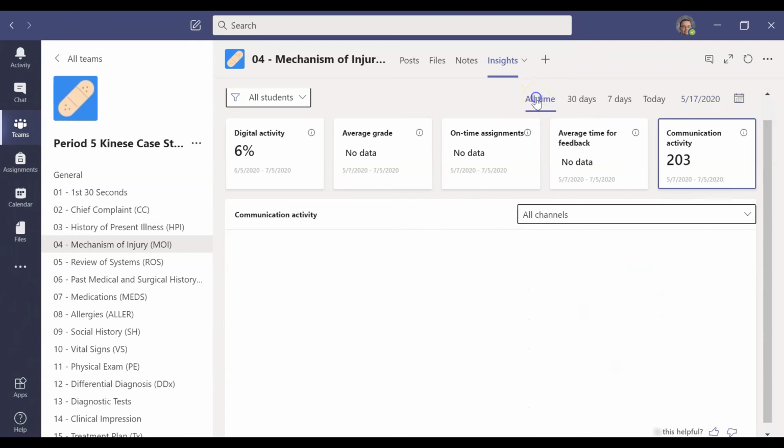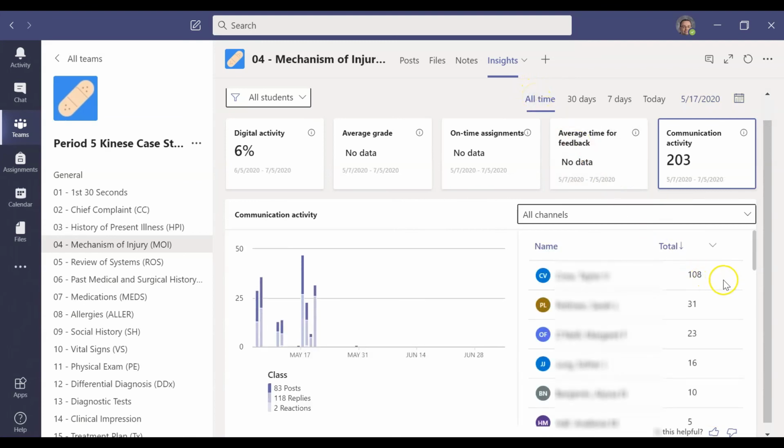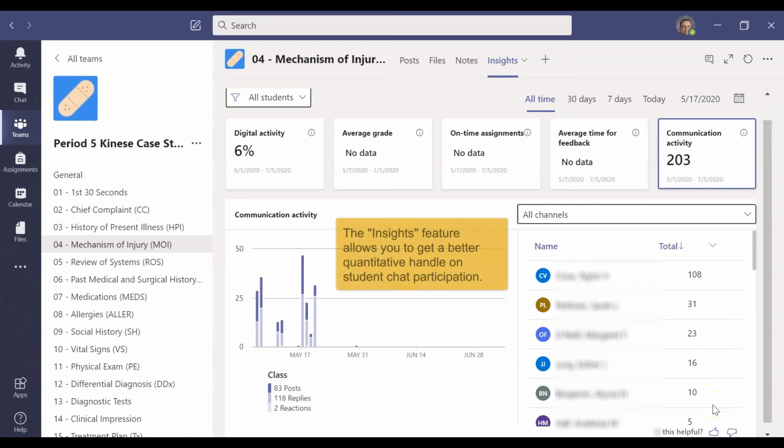If we want all time, these are all time communications between myself and my students. I will definitely continue using this Microsoft Teams approach to case studies, even in the fall, if we go back in a hybrid model, or years to come when we go back face-to-face 100% in the classroom. I find it very useful for 24/7 asynchronous and synchronous discussion.